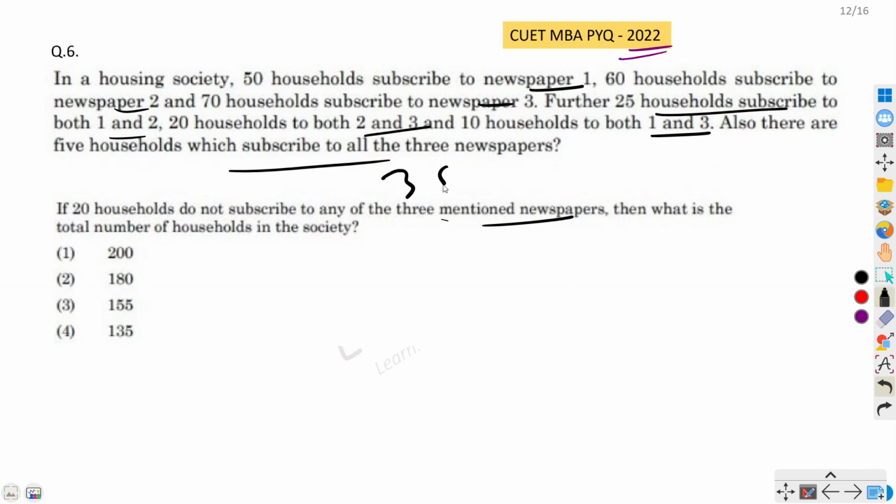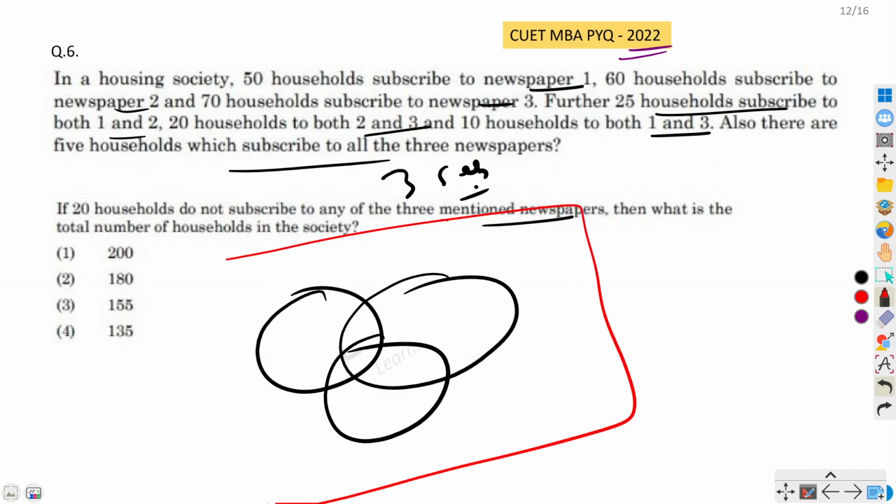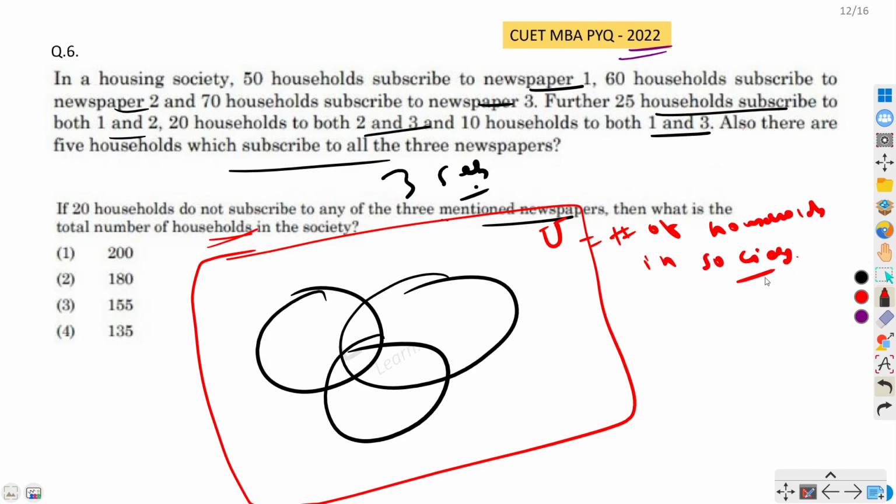Okay, so this is a 3 set question, right? There are 3 newspapers, so there are 3 sets, and there will be a universal set, because there will be some people outside these who have not subscribed to any newspaper. So this is the universal set. And what is the universal set? All the households in the society, which is what they have asked: what is the total number of households in the society?